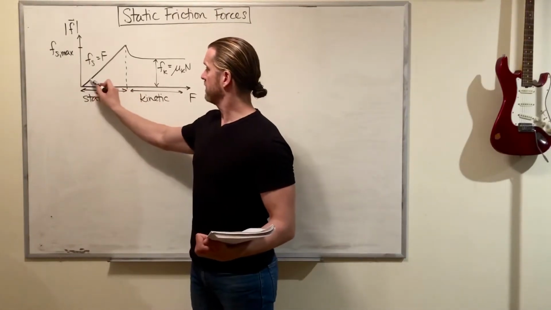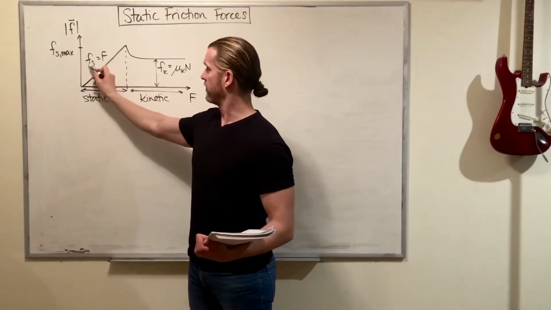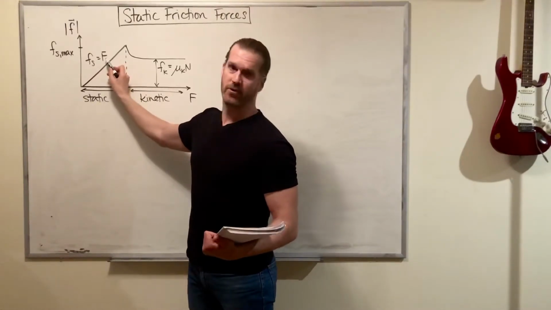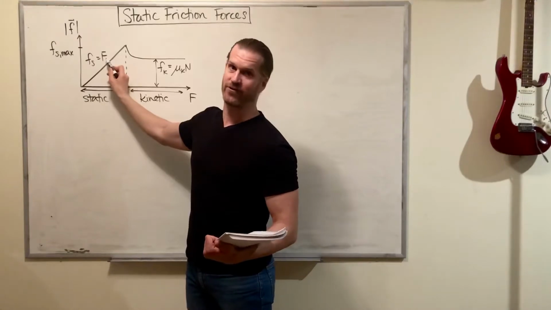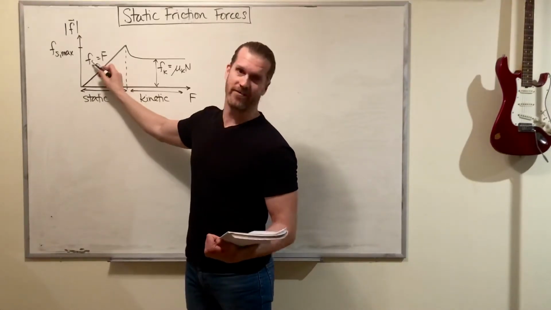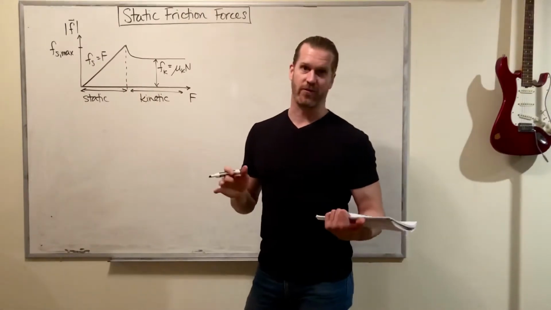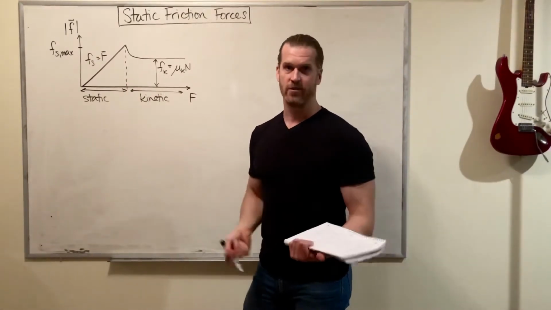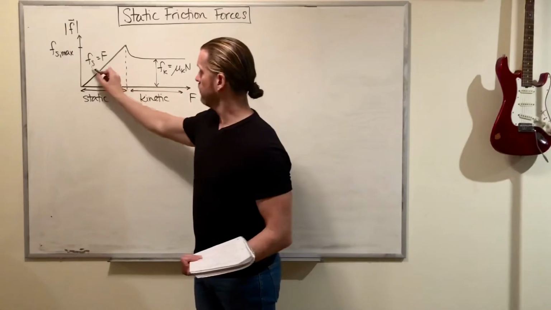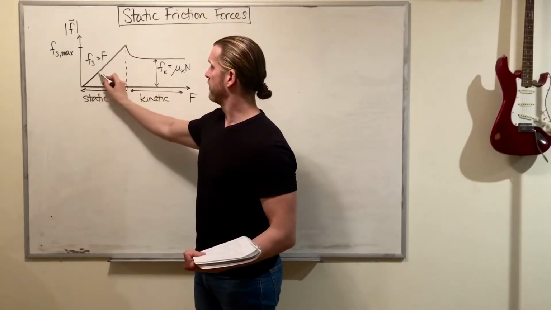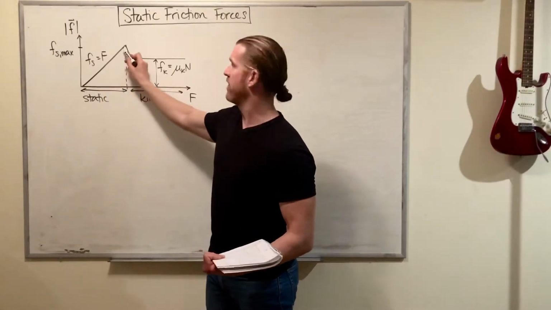So these two forces, the static friction force and your push force, I know we're using the letter F twice here, but lowercase f is traditionally used for friction, and uppercase F is traditionally used for an applied force, like you pushing on something. So these two forces are equal to one another. That's why this is a straight line at 45 degrees.